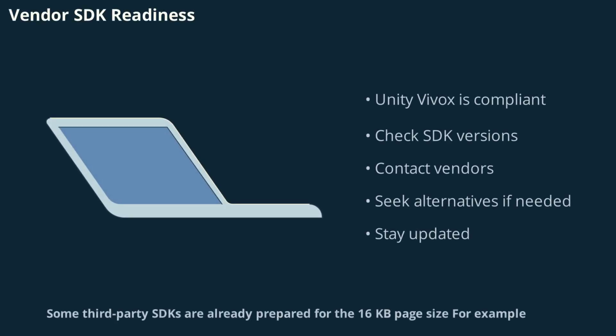Some third-party SDKs are already prepared for the 16 KB page size. For example, Unity's Vivox SDK is compliant. However, not all vendors have caught up. Check with your SDK providers and ensure you're using the latest versions. If a library isn't ready, reach out to the vendor or look for alternatives.